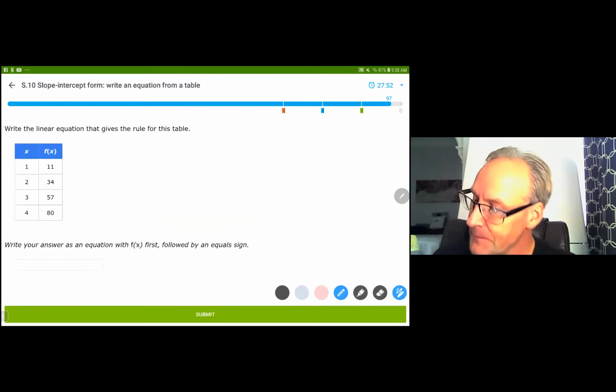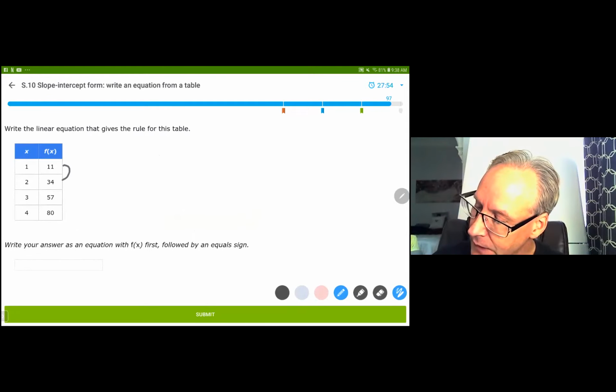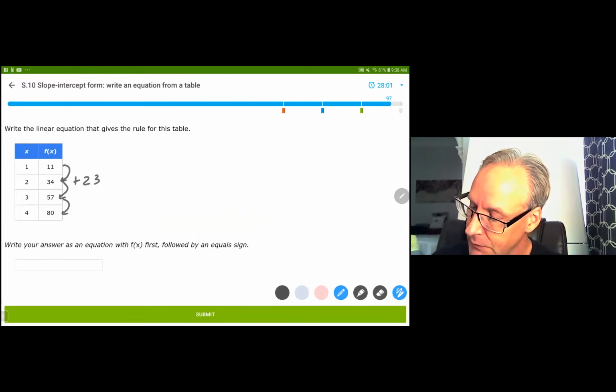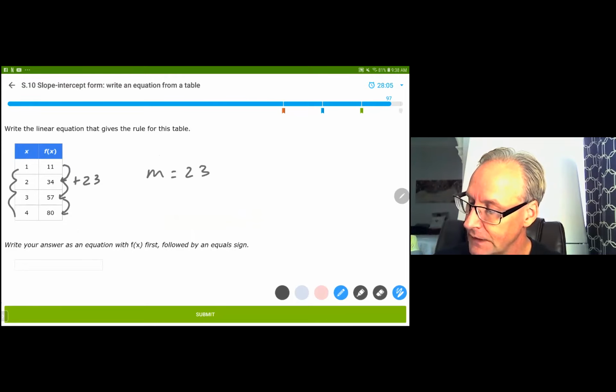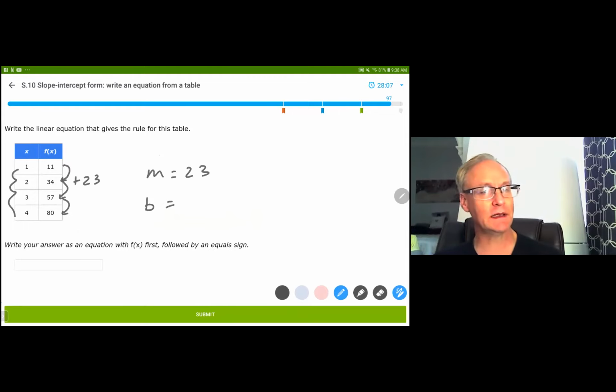Looks like 2 more maybe. All right, looks like we went up 23 in each case. Yep, and up ones. So the slope is 23, and it looks like our b value. Can you do it in your head? Think about it. x is 1, so 1 times 23 is 23, and what do you need to subtract to get to 11? Did you get it? Well, let's see.